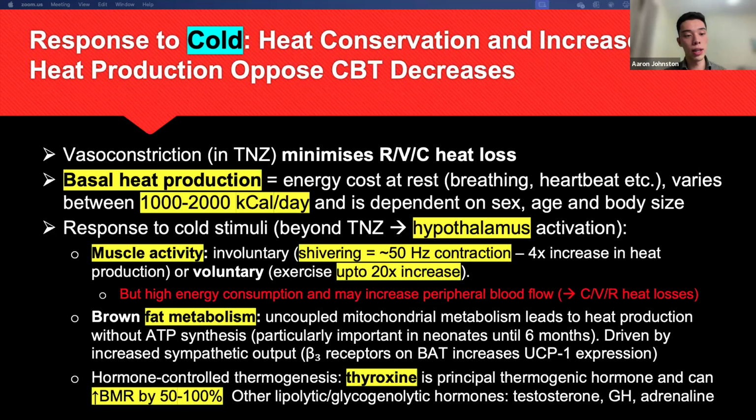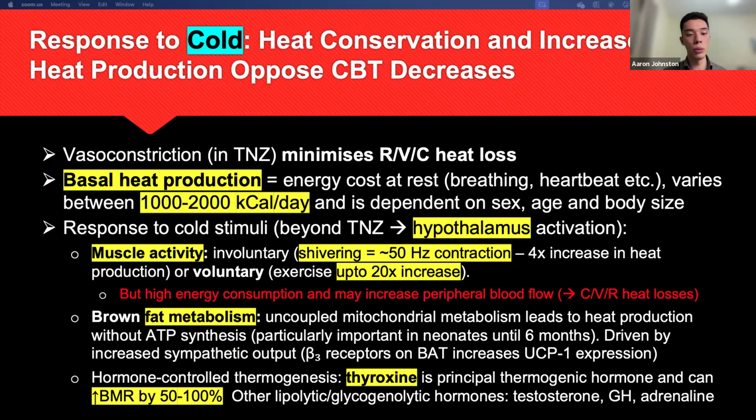It's been increasingly recognized that brown fat metabolism, particularly in the neonates, is an important way to generate heat. In brown fat, compared to white fat or normal adipose tissue, mitochondrial metabolism is uncoupled from ATP synthesis, leading to lots of heat production. This is due to expression of something called the uncoupling protein, which essentially allows that proton gradient, which we'll remember from biochemistry, to be discharged without generating ATP.